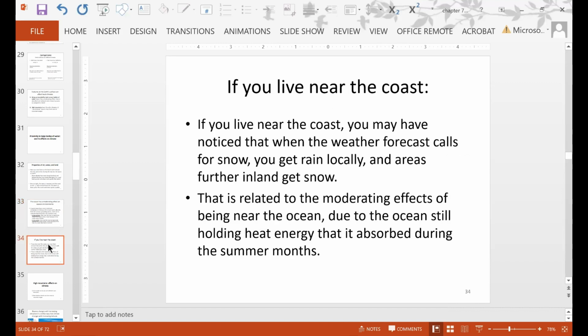So if you live near the coast, you may have noticed that when the weather forecast calls for snow, you may get rain locally and areas further inland are getting snow. So that is because of the moderating effects of being near the ocean, where the ocean is still holding heat energy that it absorbed during the summer months.